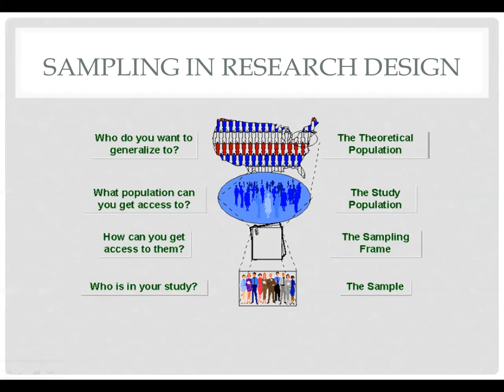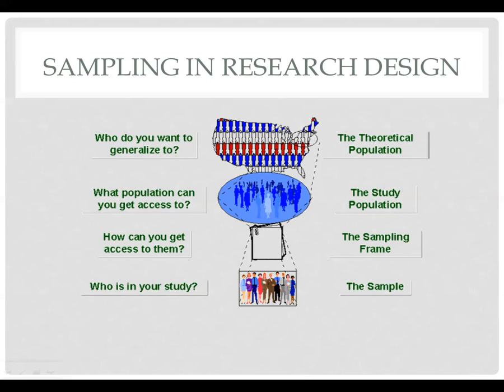In sampling design, this is who you're studying and how you get the people that you're going to study. So the theoretical population is who you want your study to generalize to when all is said and done. So if you want to generalize to all college students or all college freshmen in the United States, that's your theoretical population. The population that you can actually access is your study population. How you access them is your sampling frame. And then who actually ends up participating in your study is your sample.